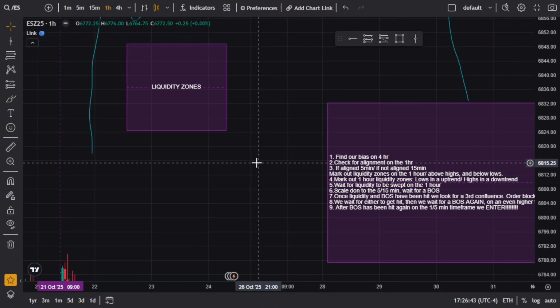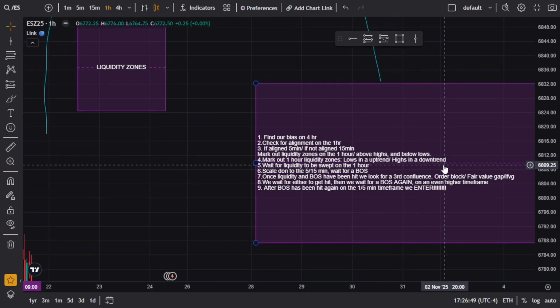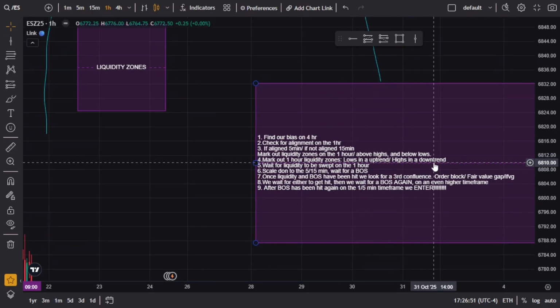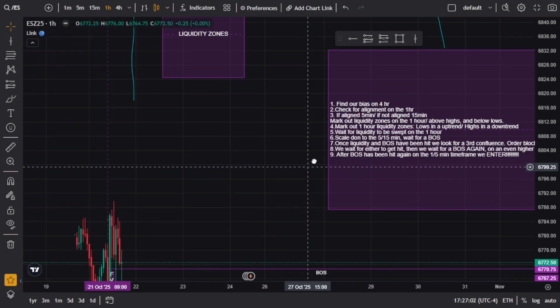So after we mark out our 1 hour liquidity zones, like I said before, I said it like 10 times, lows in an uptrend, highs in a downtrend, right? We wait for liquidity to be swept. This is very important. You have to have patience. Just because you see it skyrocket and it doesn't hit liquidity.